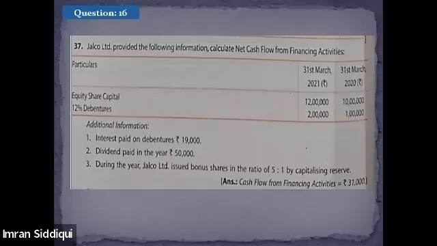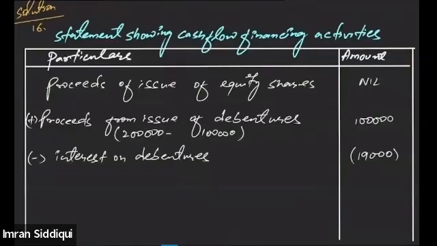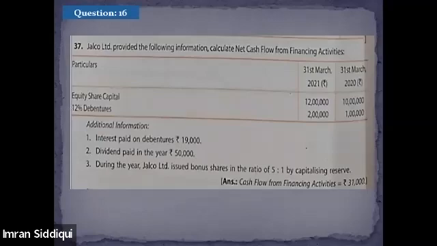Then 19,000 in bracket, meaning minus, and it will be minus from that 1 lakh. All the negative items can be written in the bracket indicating negative value. Negative means outflow. Payment of interest on debenture will lead to the outflow of cash. So therefore, I'm writing this in the bracket indicating that it is the outflow of cash from the business. Okay.